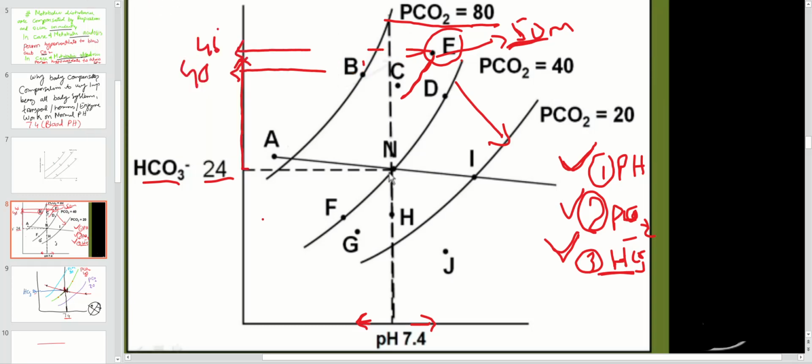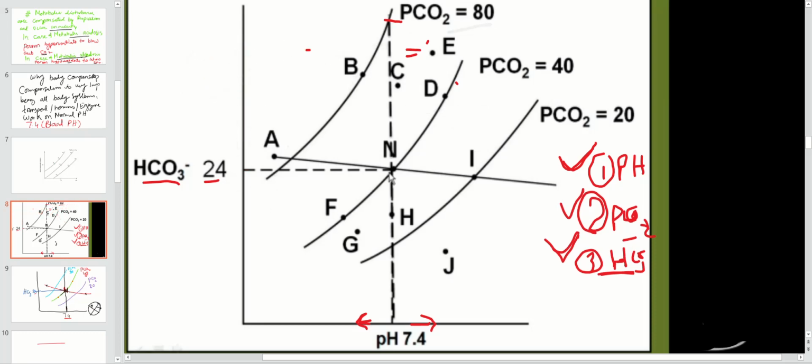Let me erase. Now for the next point, we go from this down so you can better understand. So now I take this one, point G, right? Again stay with me. This is 7.4, which is normal. Over here the pH is decreasing, so at point G we are dealing with an acidic pH, right? At point G the pH is decreased. That is the first point.